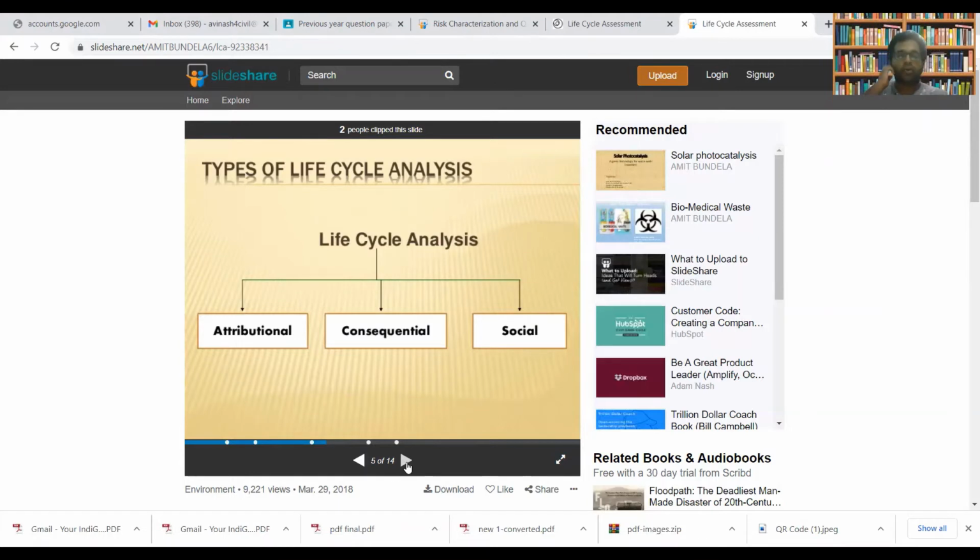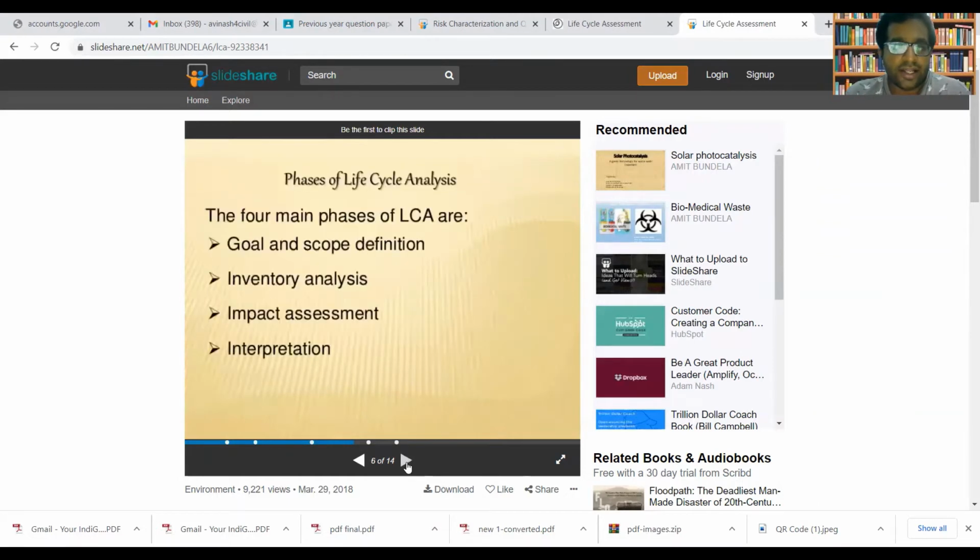One is attributional life cycle analysis, consequential life cycle analysis, and social life cycle analysis. We'll see in detail about the different types of life cycle analysis.